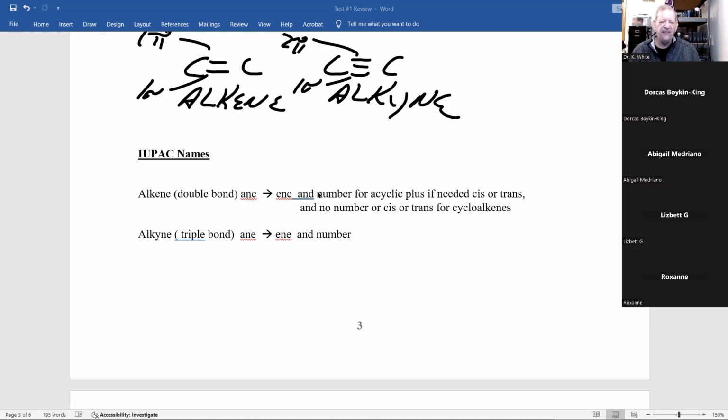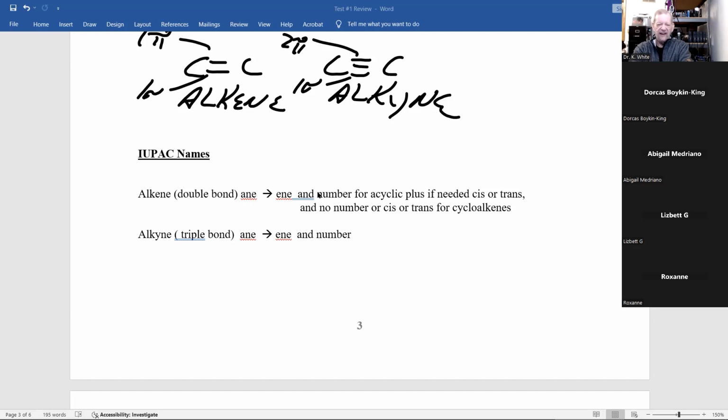Then you drop the -ane ending because there's a double bond, and you replace it with an -ene ending. For acyclic alkenes, you need a number. Which carbon is the lead carbon closest to the end of the chain? And that gets priority always. And if needed, cis and trans, and I'll show you that in a little while.